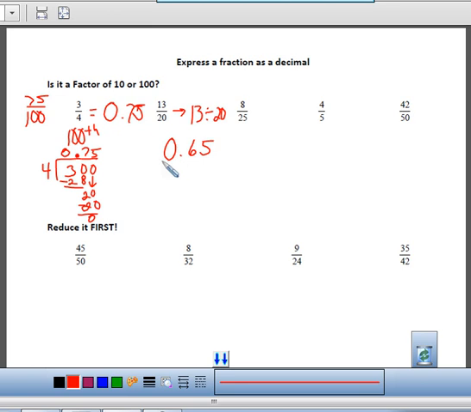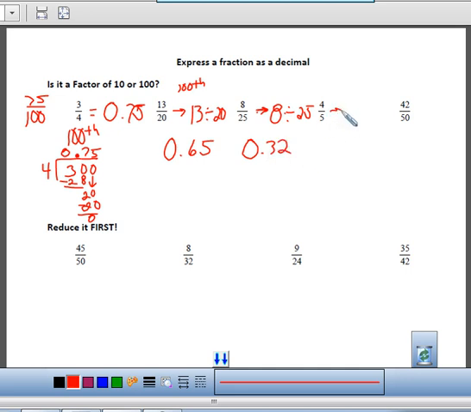So remember, we're putting the 0 in the front. Since it goes out 2 decimal places, this is a factor of 100. 8 over 25, same thing. Do 8 divided by 25. 25 doesn't go into 10, but it does go into 100. Multiply it by 4. 8 times 4 is 32. 32 hundredths, or 0.32.